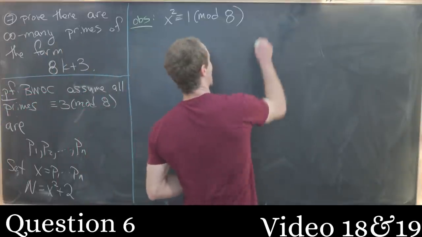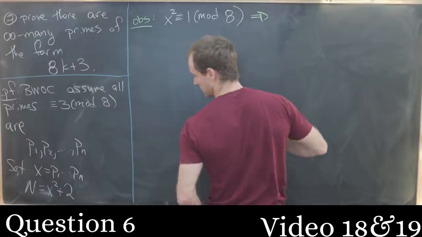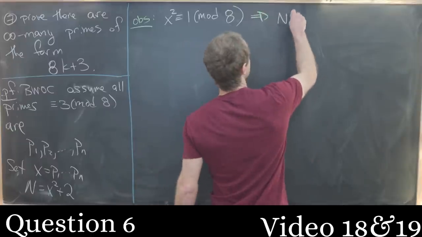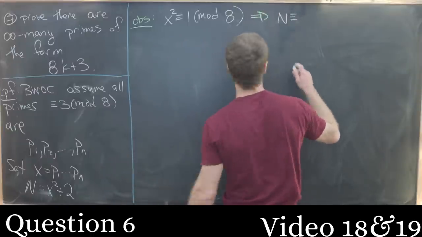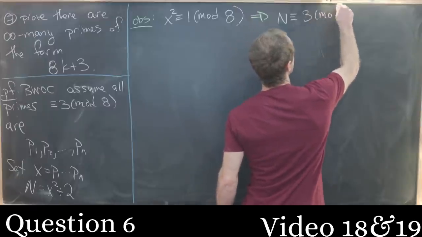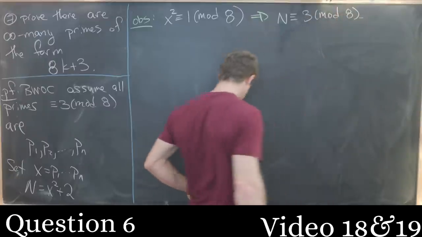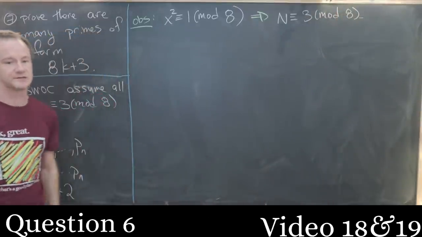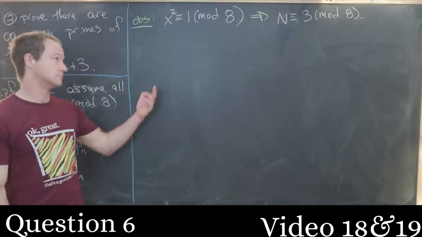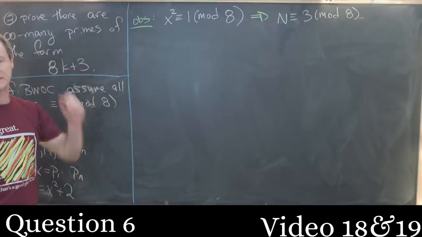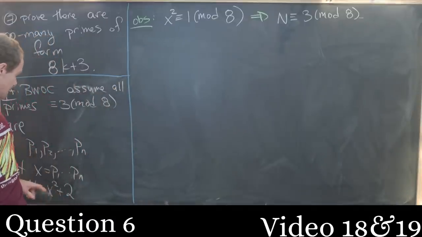That means that n is congruent to, well, it's 1 plus 2, is 3 mod 8. Okay, nice. Now, let's keep that in the back of our minds because that's going to be important.